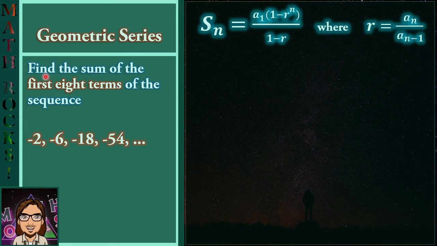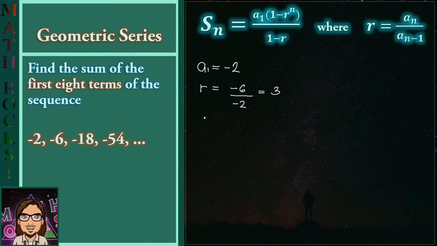Here we need to find the sum of the first 8 terms of the sequence. And the sequence gives us the first term of -2 having a common ratio which is equal to -6 divided by -2. That actually gives us a +3. And now let us substitute these values to their respective variables in the formula.